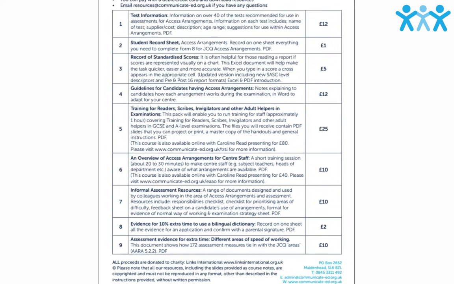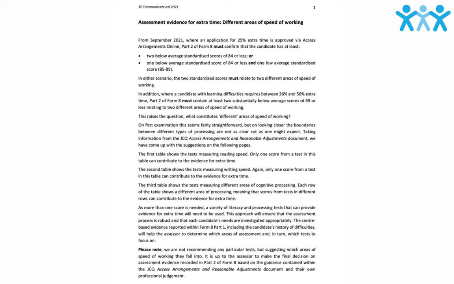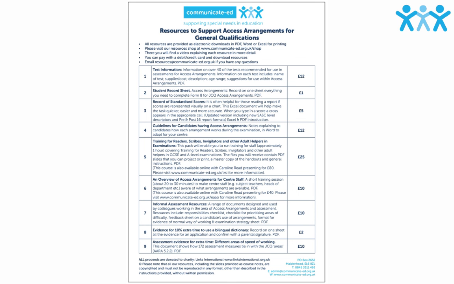And finally, we have a document which tells you how each assessment measure, test or subtest fits into the JCQ areas when assessing whether a student needs extra time. Most of you will know that when applying for extra time, you need 2 low scores from different areas of processing. All the documents that I've described are available as direct downloads.